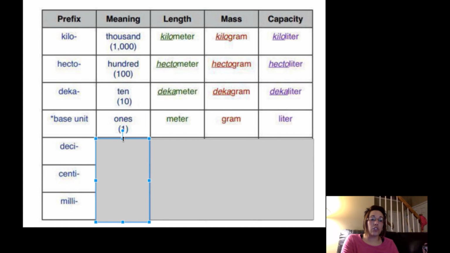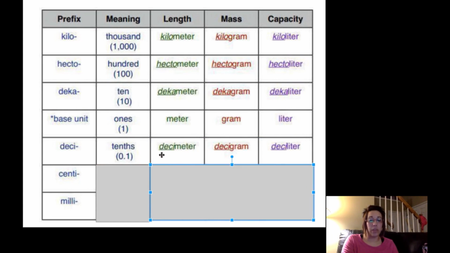And then we get down to less than 1. So these are all going to be like the fractions that we've been working with. They're a part of the whole. So deci, that prefix means tenths. A tenth of a meter would be a decimeter. A tenth of a gram would be a decigram. And a tenth of a liter would be a deciliter.